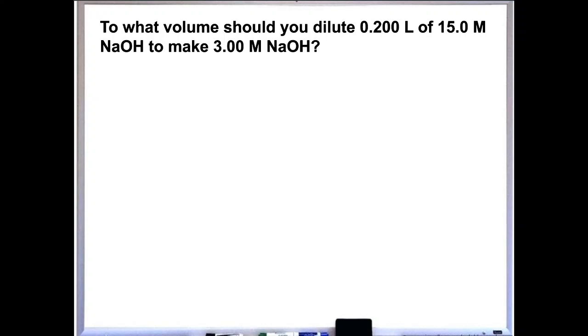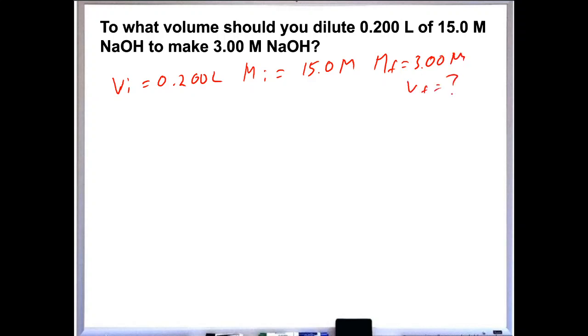Okay, so first let's identify things. Our V initial will be 0.200 liters. For concentration, let's say M, so let's try one using M and V. So M initial will be 15.0 molarity. M final we want to be 3.00 molar. And V final is what we don't know. So we want to know what volume you should dilute it to. Remember M initial V initial is equal to M final V final.